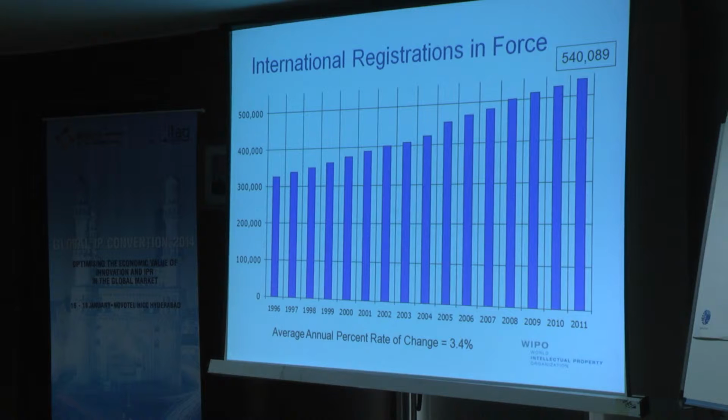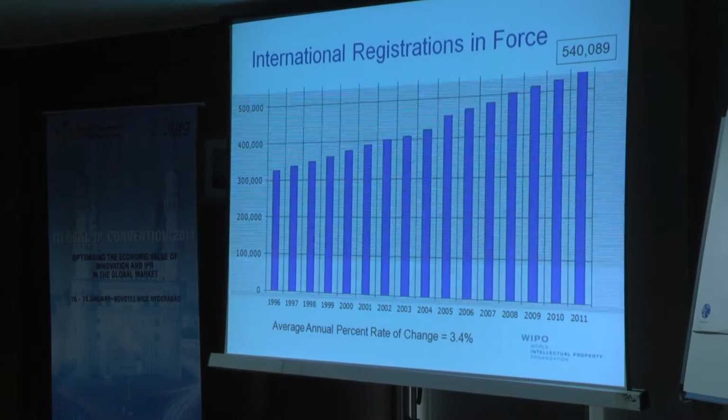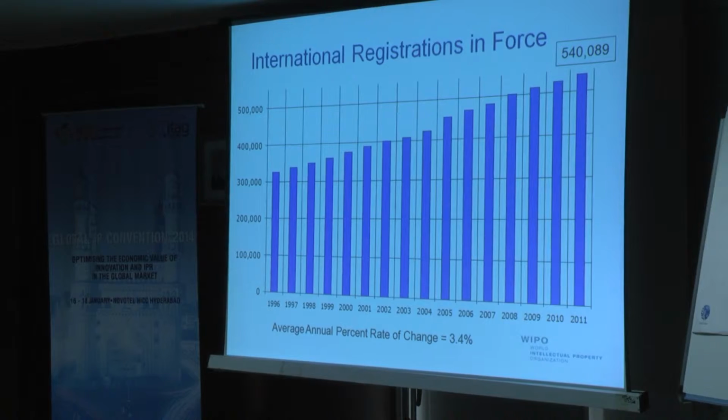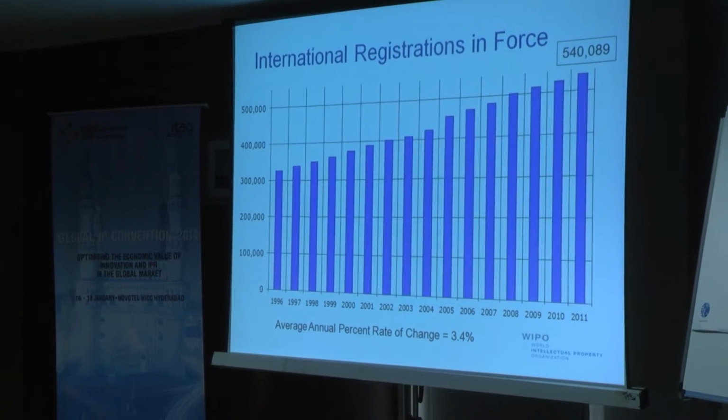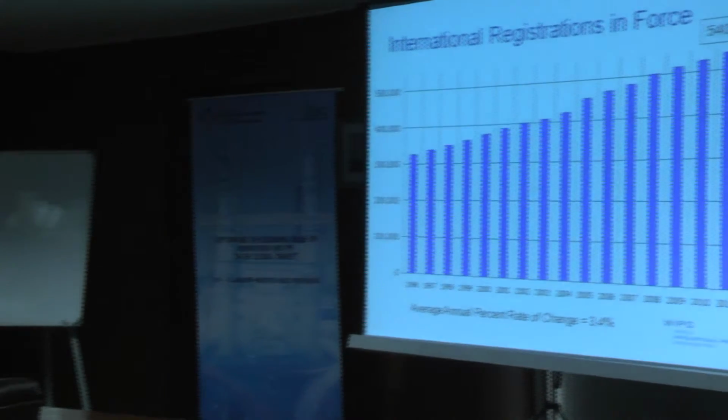And the only point of this chart is to show you that basically the system has been on a steady and gentle increase ever since the protocol entered into force. As the bottom says, the average annual percentage rate of change is about 3.4% steadily, regardless of recessions. That's registrations in force. And something I was going to mention, but I didn't, because I cut my presentation short this morning.